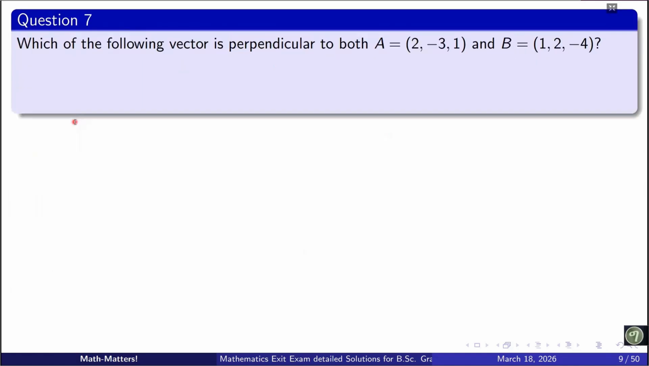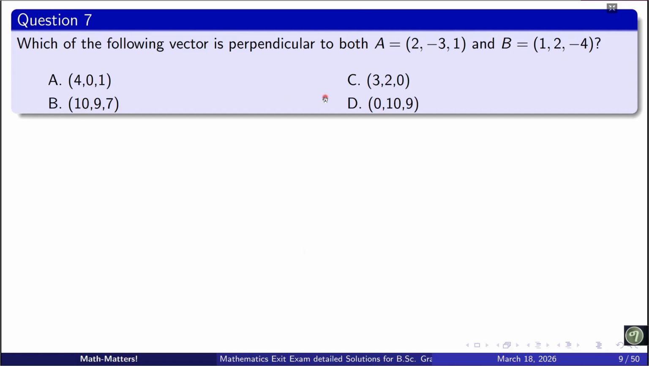Question number 7. Which of the following vectors is perpendicular to both A equal to 2, minus 3, 1, and B equal to 1, 2, minus 4? The alternatives are A: 4, 0, 1; B: 10, 9, 7; C: 3, 2, 1; and lastly D: 0, 10, 9.